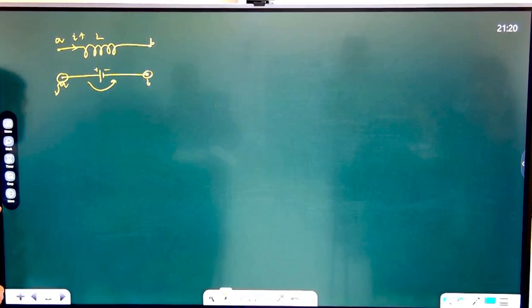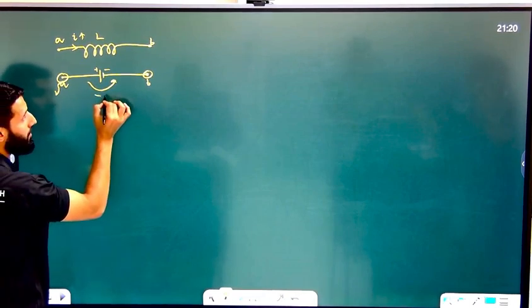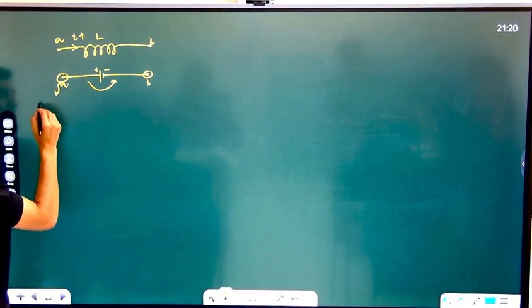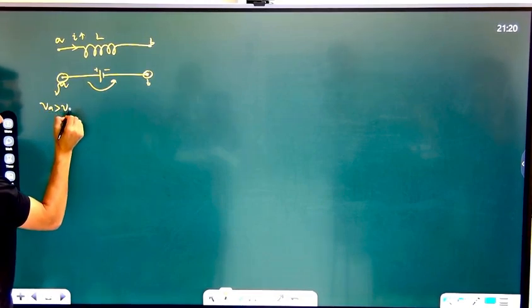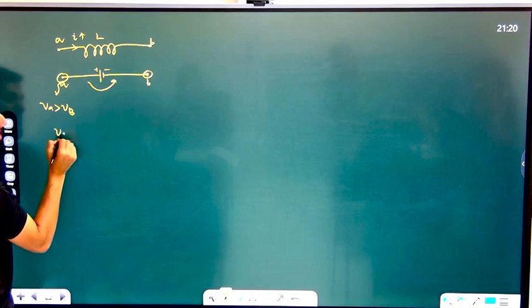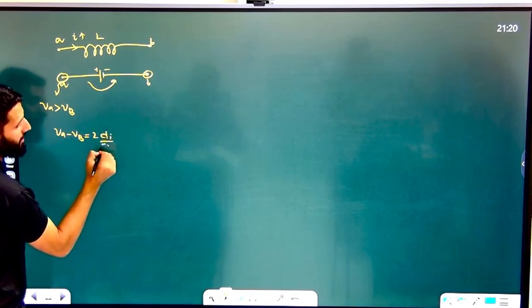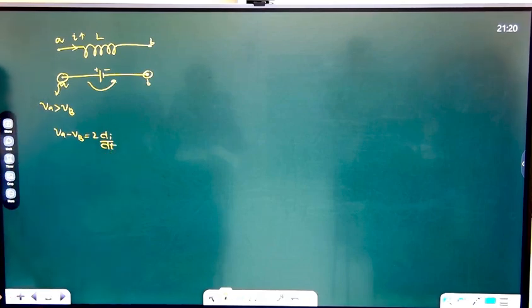Understood? Now how much is the drop? L di by dt. So if VA is greater than VB, can I write VA minus VB is equal to L di by dt? Like this. Is it clear?